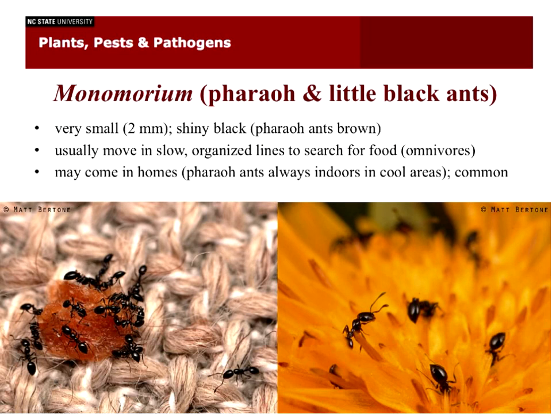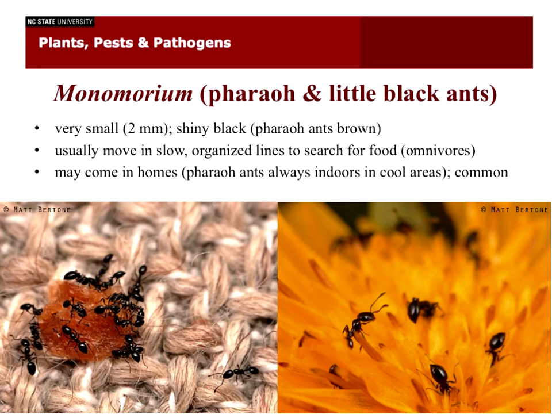Okay, another very common ant in the Myrmicinae is Monomorium, the pharaoh and little black ants. Little black ants are much more common than pharaoh ants. They're very small, about 2 millimeters long. Little black ants, as their name implies, are shiny and little and black, whereas pharaoh ants are brown. These ants usually move in slow, organized lines to search for food. They're kind of cute the way they walk in a nice straight line, very slowly.